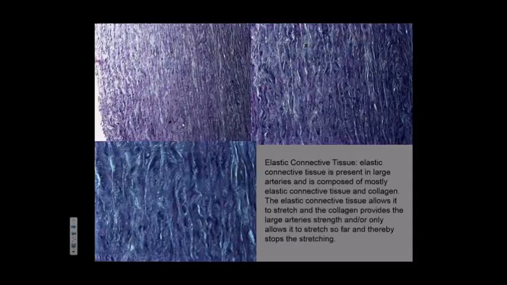Okay? Okay, so here is some elastic connective tissue. And by the way, I took all these pictures. Okay? So these pictures are in the slide box I'm providing you. Okay, so this is elastic connective tissue. You're going to find this in your aorta. It's a balloon. Okay?